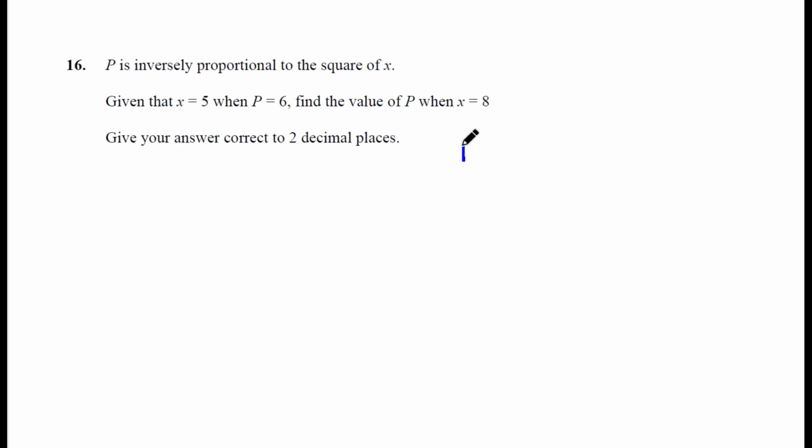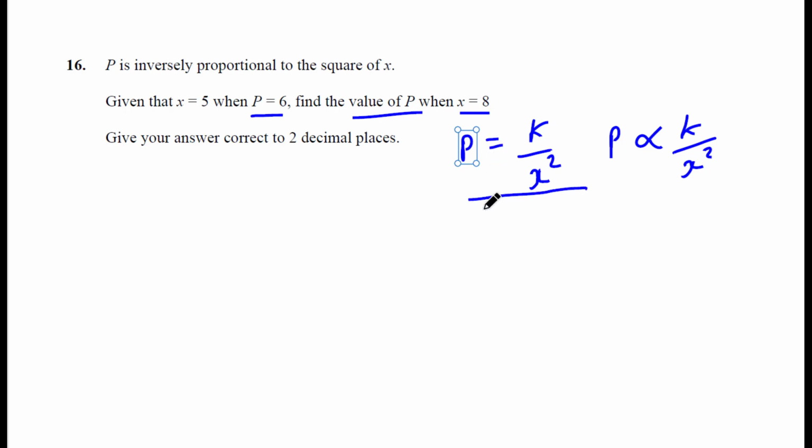So to get a mark, you say P is equal to K over x squared, where we know K is a constant of proportion, or equally you can do that symbol that makes you look professional. So given that x equals 5 when p equals 6, find the value of p when x equals 8. Once you've written this down, it's just substitution, which is a grade 2 to 3 skill, and you're hitting big marks.